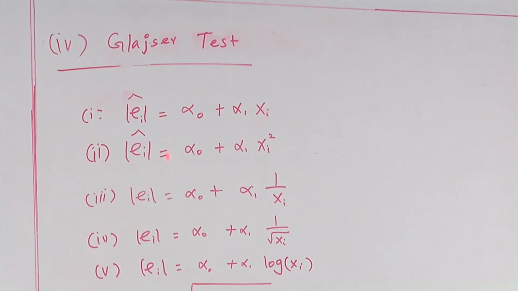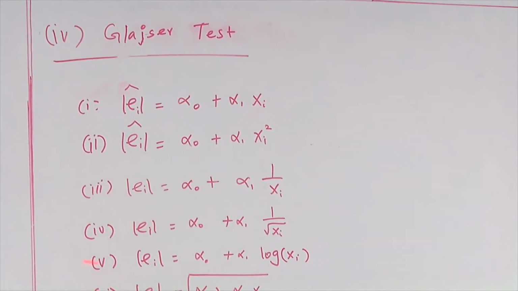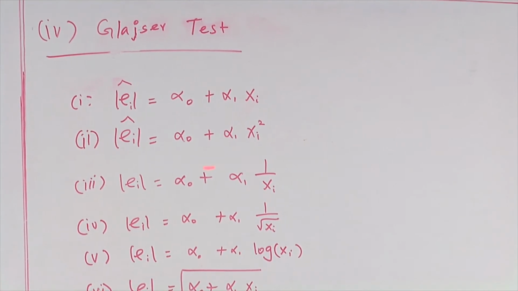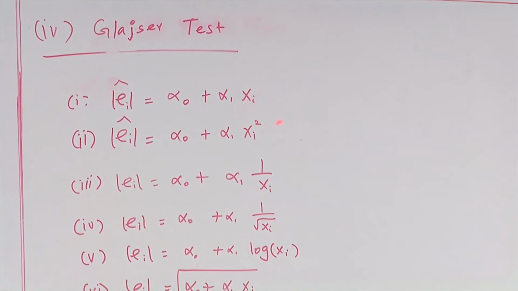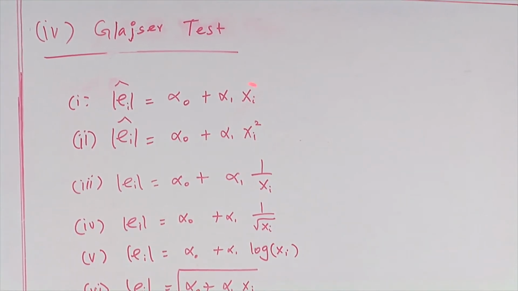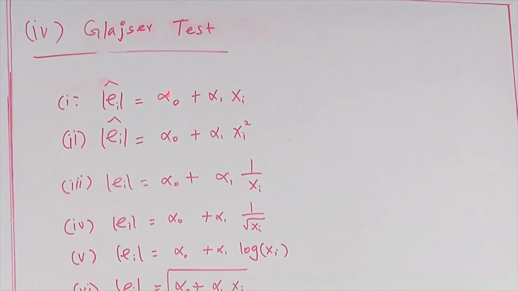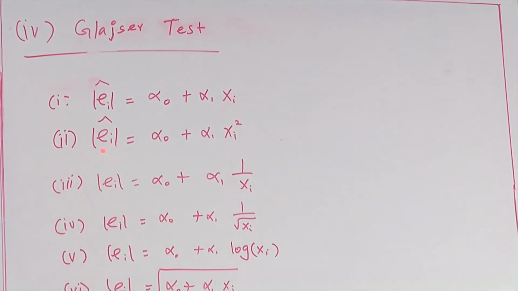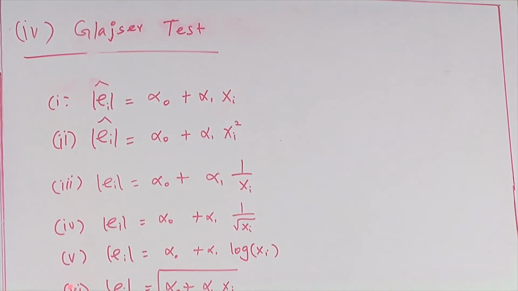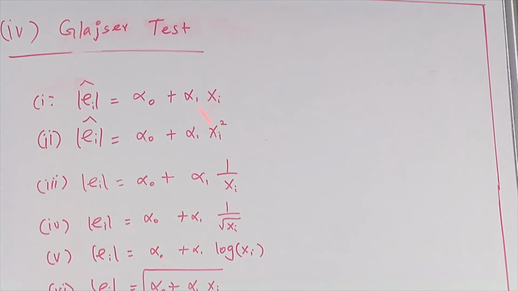Now, we will see some tests based on the auxiliary regressions. Actually, these are all secondary regressions, apart from the primary regressions that we do for the regression models. These are all secondary regression models, based on the error terms or the error variance proxies. Glejser suggests 6 types of specifications for this test.